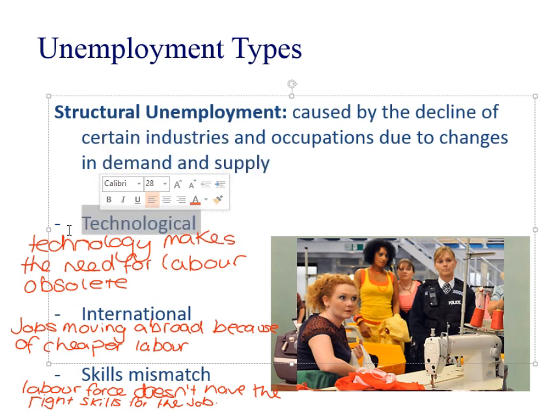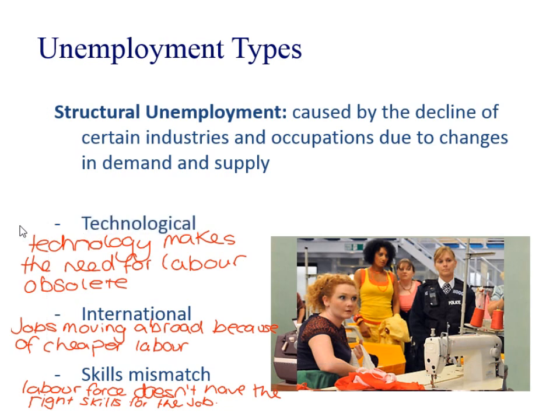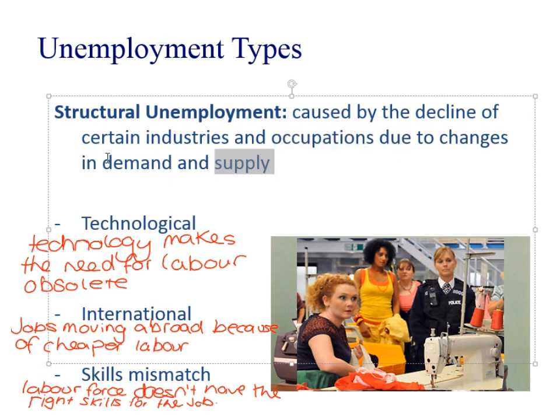One of the reasons the book talks about is technological reasons. So technology makes the need for workers obsolete. So there's a lot of automation, say. So in that sense, there'd be a lot of supply of labour for certain jobs, but not very much demand for it. These are certain industries we're looking at.